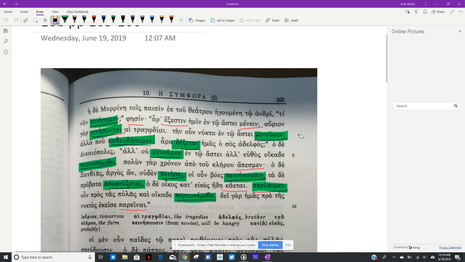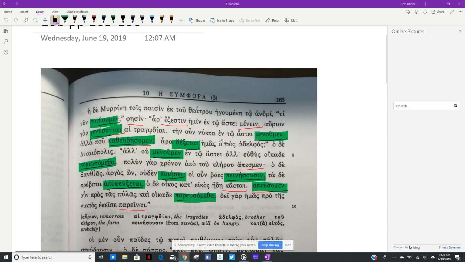All right. Aurion gar genēsontai hai tragōdiai. Right. So gar, for. Aurion, tomorrow. Okay. So nominative hai tragōdiai, the tragedies. Genēsontai, will happen. Right? So tragedies, those plays that are tragedies, right? They will happen. So when I translate this more loosely, maybe the tragedies will be acted, the tragedies will be performed, maybe. So the tragedies will happen. Okay. So future tense, of course, the S is the indicator here.